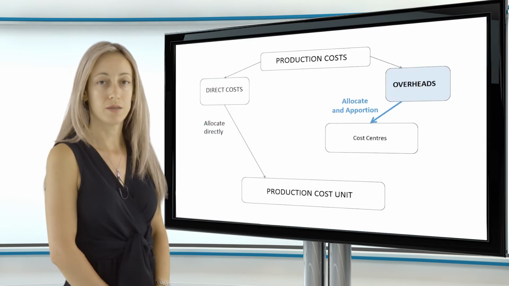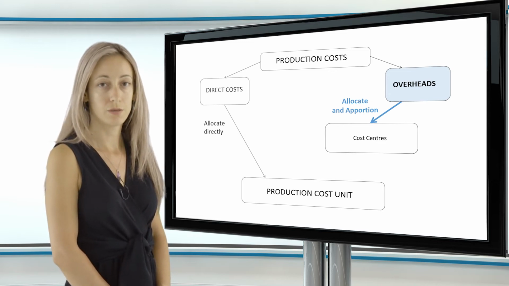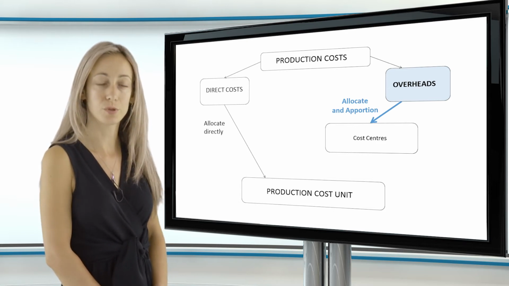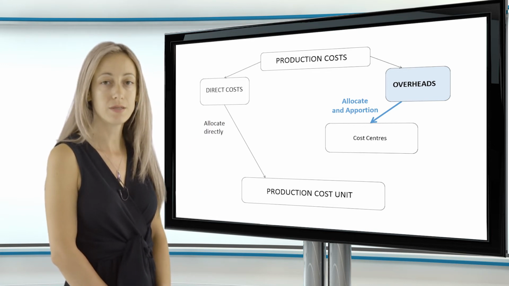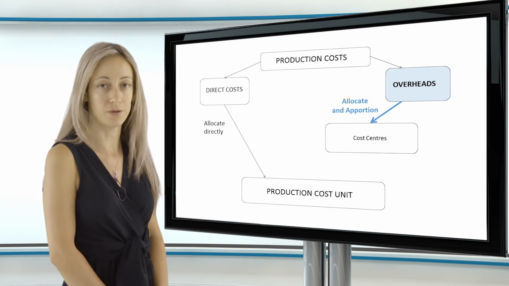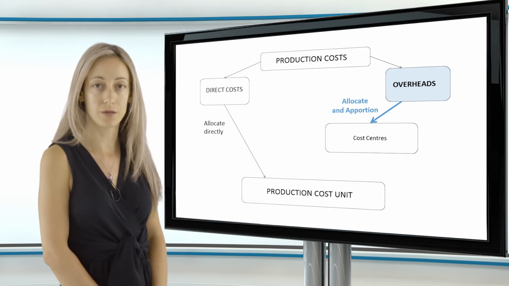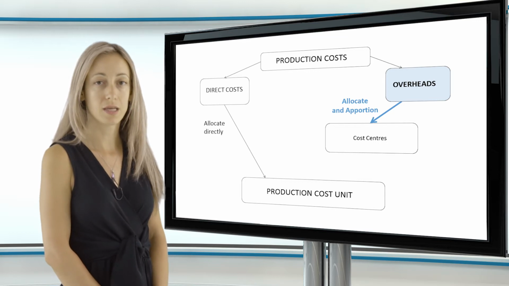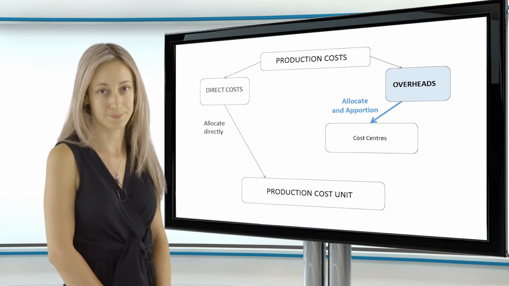The interesting bit is when we look at the overheads, which are the indirect costs. We call them indirect because we cannot easily determine how much of what we spend relates to making our output. And this is why we can't just send them to the cost unit like we did with the direct costs. So here we have to think about why we incur our overheads. And normally we discover that they relate to different cost centers that we have in the business.